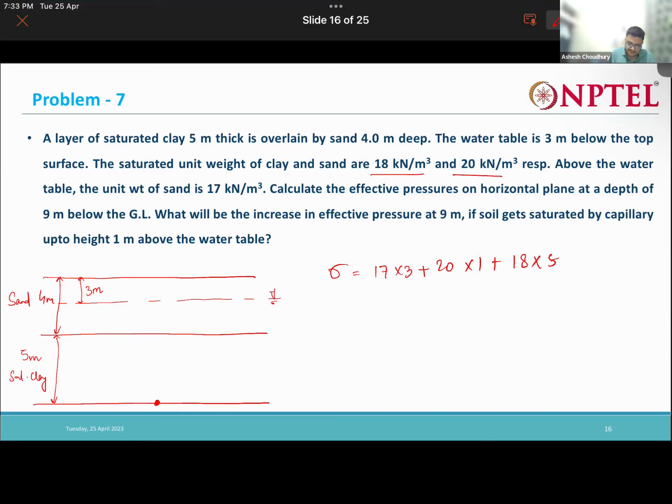Okay, for clay it's 18, sand saturated is 20. So 3 into 17, 17 is this one, 20 into 1, 18 into 5. Okay, correct. So sum it up, 17 into 3. It's 161.